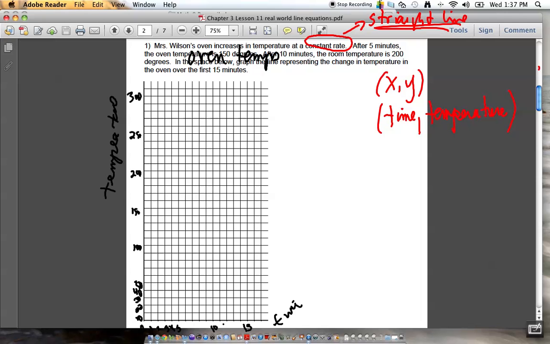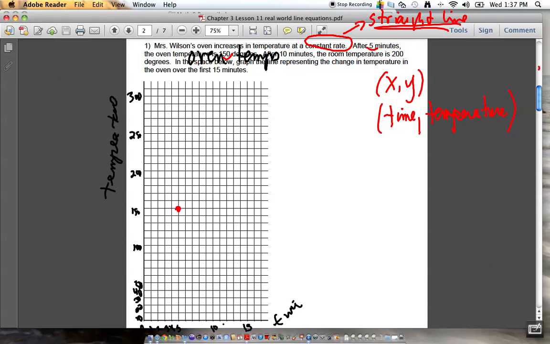Now the first thing I notice is, after 5 minutes, the temperature is 150. So on your paper, mark where 5 minutes is 150 degrees. Go ahead. Okay, ready? 5 minutes. 1, 2, 3, 4, 5. 150. Right there.